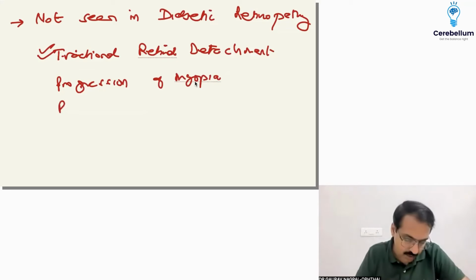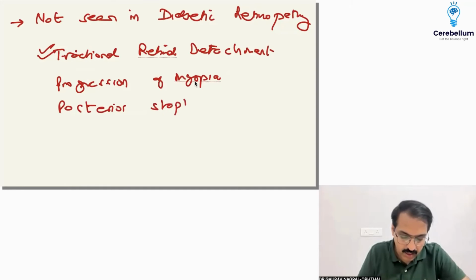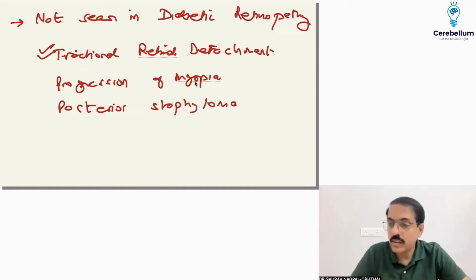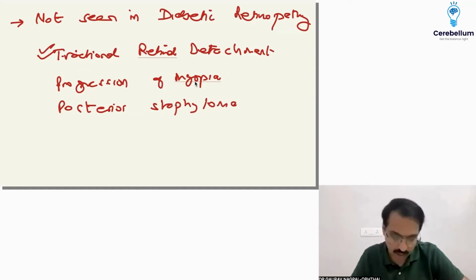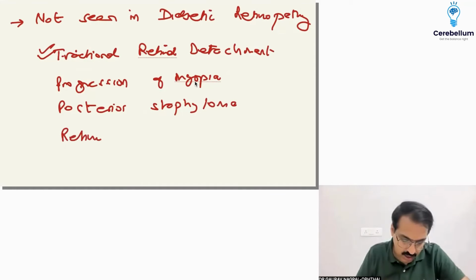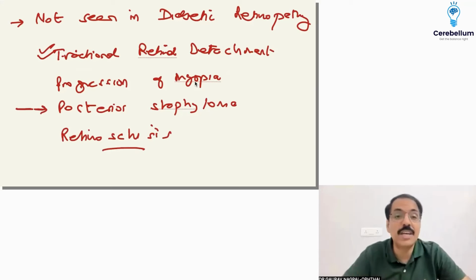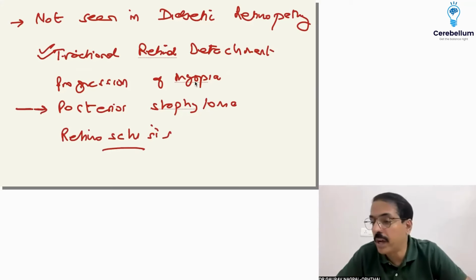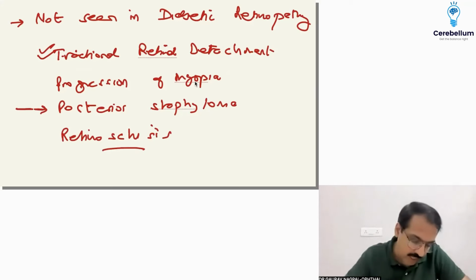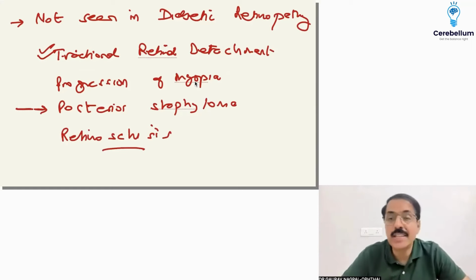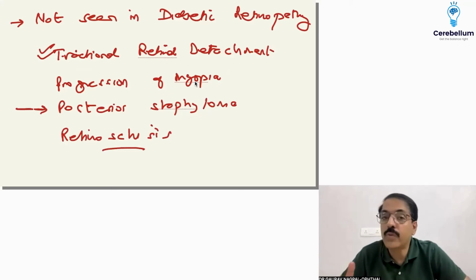Posterior staphyloma is not seen. Retinoschisis is also not seen, but I would go with the answer posterior staphyloma. It is an option seen in pathological myopia, but it will increase the risk of traction detachment. So the correct language of the question is very, very important here.